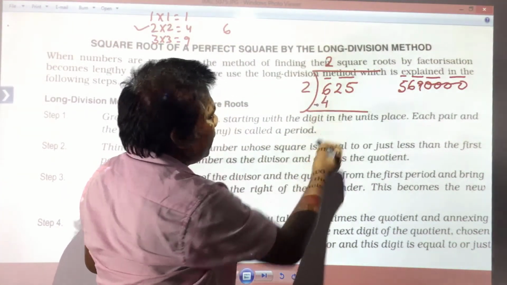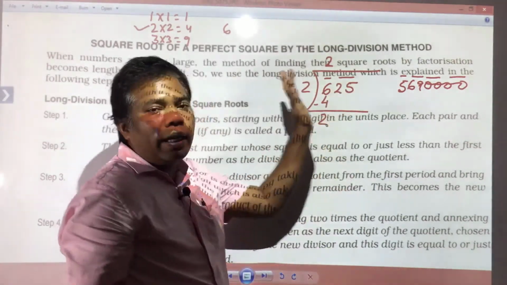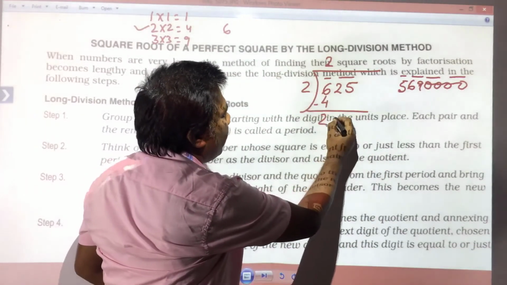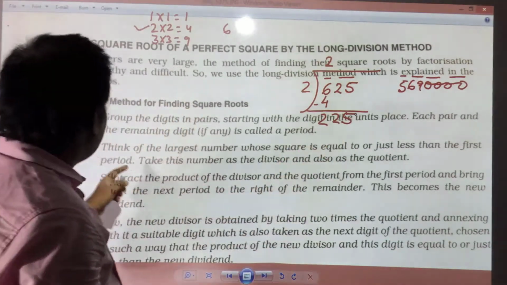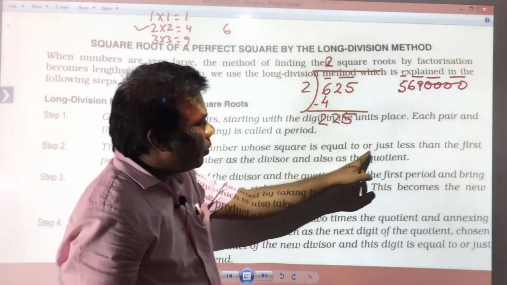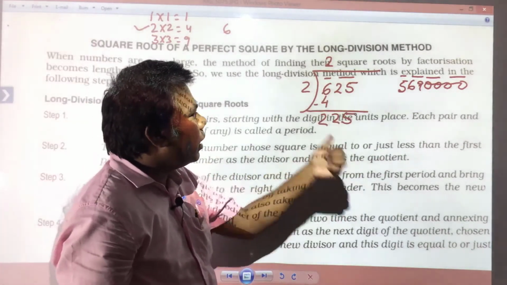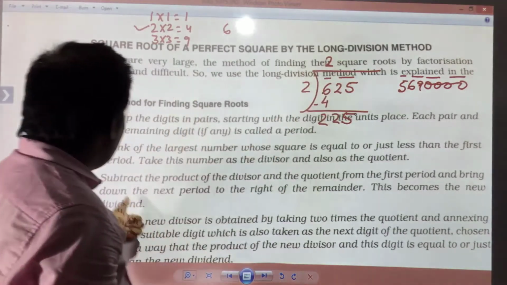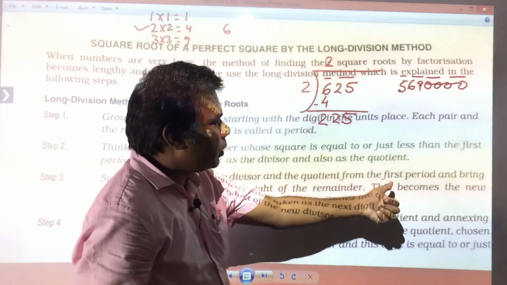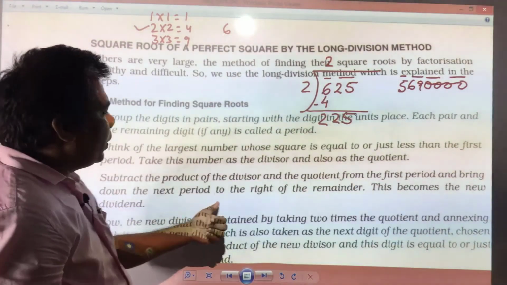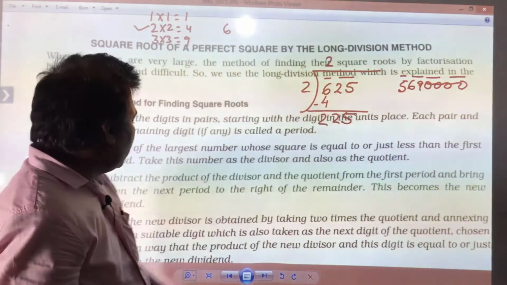Then we subtract, and we get 2. Then we bring down the next period, which is 25. Now this becomes your dividend. Next, think of the largest number whose square is equal to or just less than the first period, and take this number as the divisor and also as the quotient. We have already done that. Subtract the product of the divisor and the quotient from the first period and bring down the next period to the right of the remainder. This becomes the new dividend. Already you have got the new dividend.